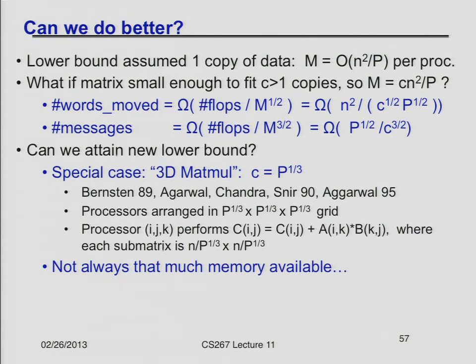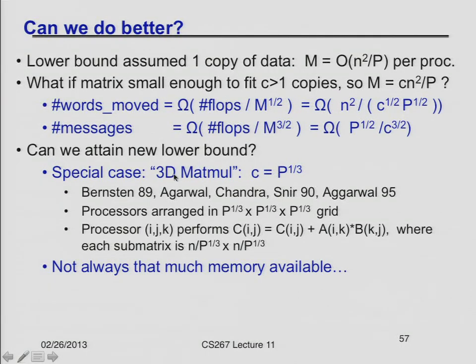And that's a good thing, right? So if I quadruple the number of copies of the data because I have the memory available, the words moved will drop by a factor of 2, and the number of messages will drop by a factor of 8. That's a good thing. So the question is, can we attain it? Now, historically, there was one special case known, where you had exactly the cube root of the number of processors copies of your data. That was just a simple special case of all this.